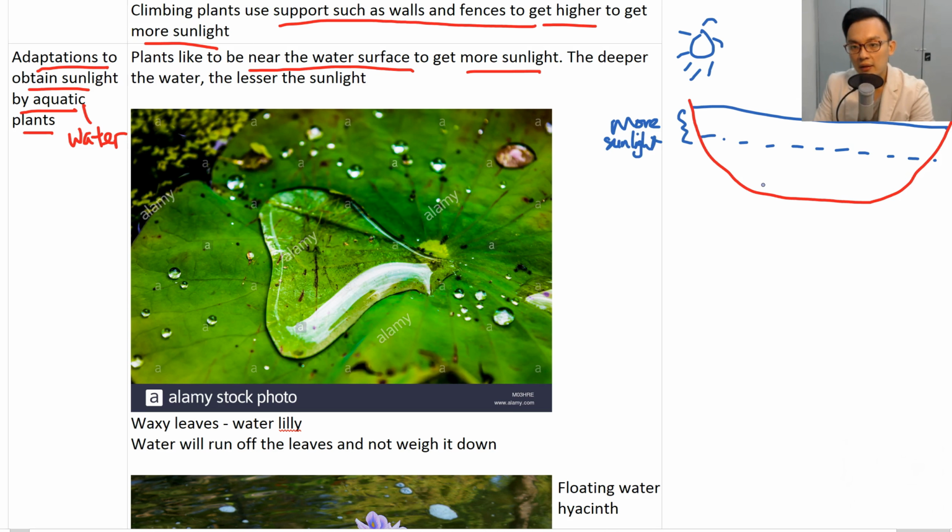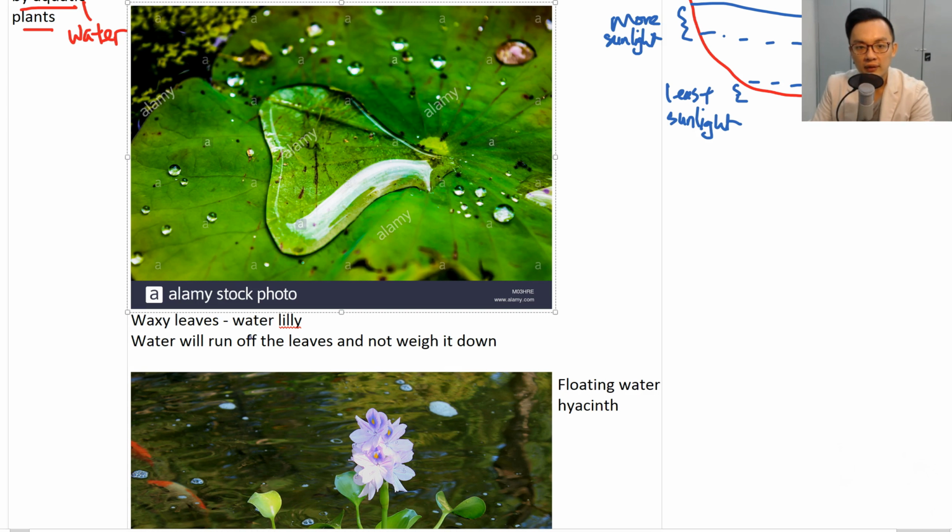Okay, and then this part will have the least sunlight. So the deeper you go, the less sunlight the pond will get through. So let's look at the water lily. The water lily has waxy leaves, so the water will run off the leaves and it will not weigh it down to make it sink into the water. So that's how the water lily will float in the water.